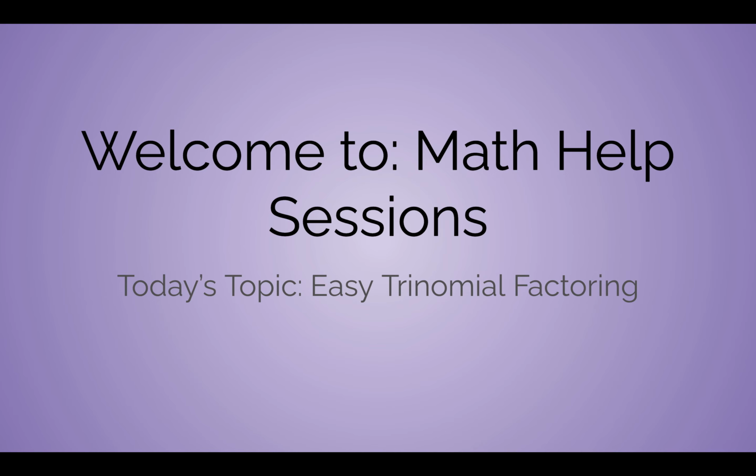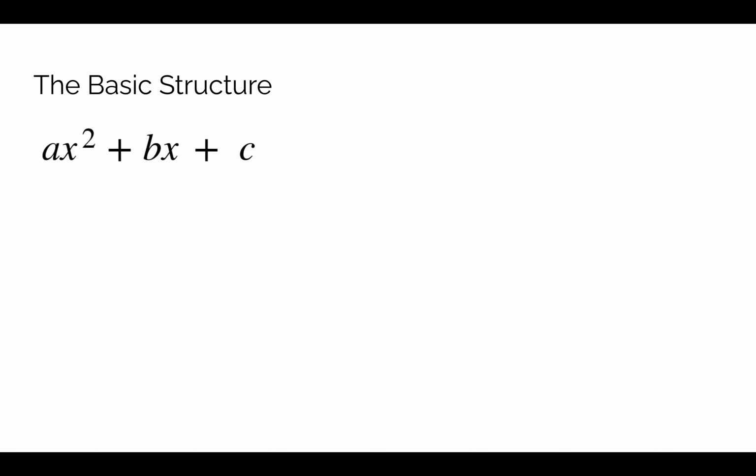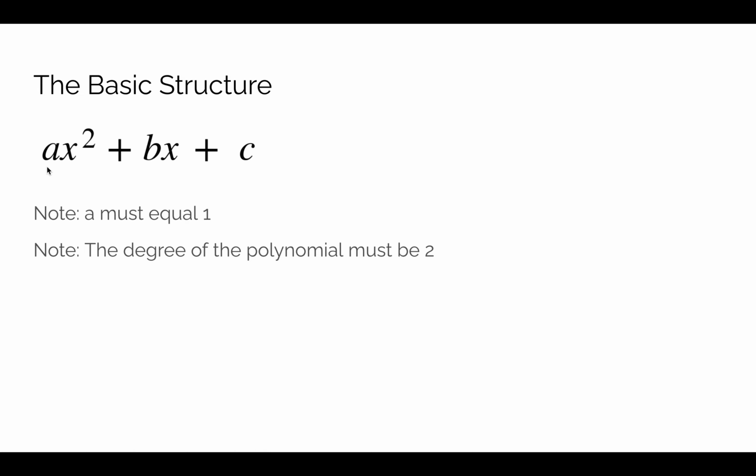My name is Sathana and today's topic is easy trinomial factoring. Let's start off with the basic structure that you need in order to factor an expression using easy trinomial factoring. That expression must be in the form of ax squared plus bx plus c, where a must be equal to 1 and the degree of the polynomial must be 2. In other words, the highest exponent in this expression must be a 2.